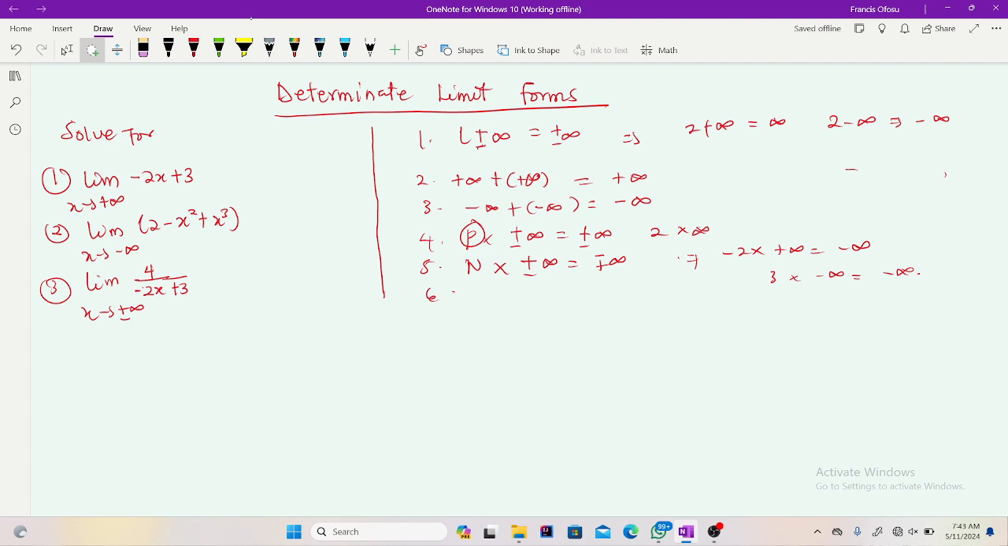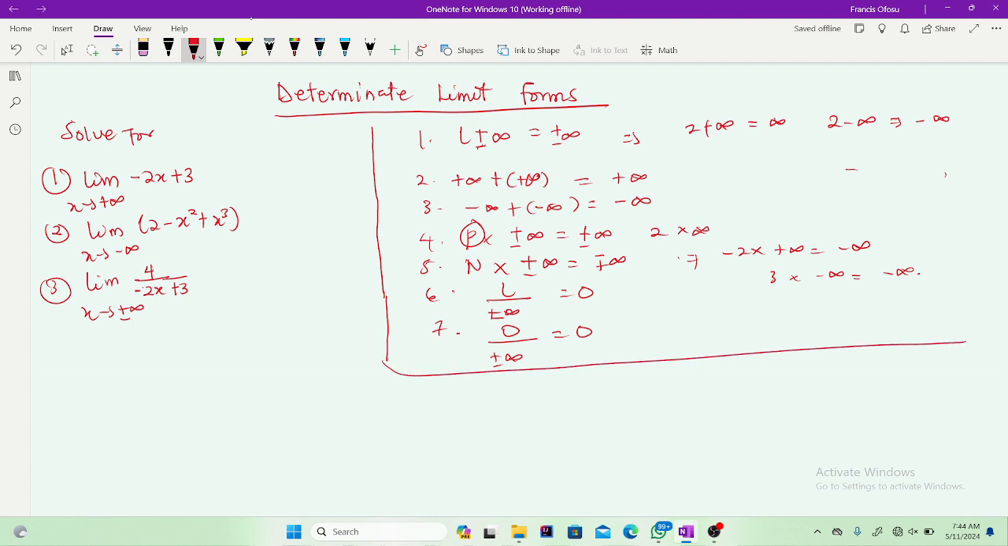Then any finite number over plus or minus infinity gives us 0. Whenever you divide a finite number by infinity, you should expect 0. Also, 0 over plus or minus infinity is always 0. Take note: 0 over any number is 0, and infinity doesn't escape this condition. Whether it's infinity or not, so long as it's 0 over that number, you get 0, except for one case, which is 0 itself. So these are the 7 determinate forms I'd like you to keep in mind, and we'll be using them as time goes on.